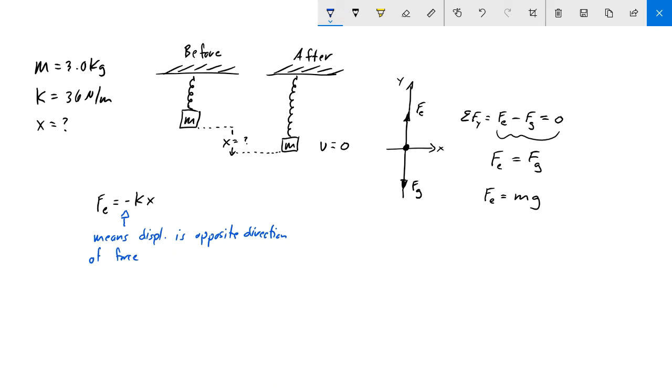So if I have a spring, like we have up here in our example, if we take a look at the after picture here, you can see that our displacement went this way, downward, but the force is pulling back upward. The elastic force is pulling back upward. And so that's where that minus sign comes in. It just tells us that they're in opposite directions.